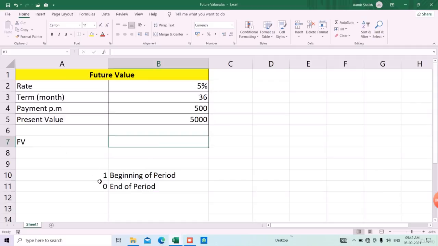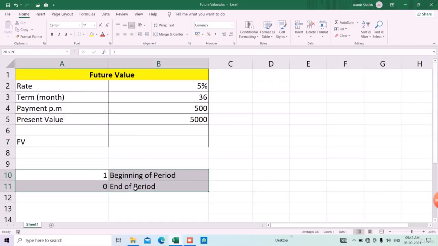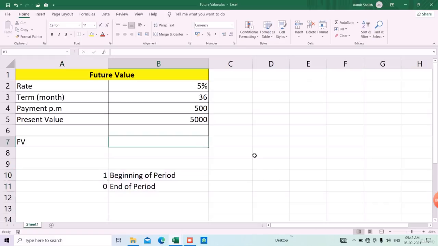Before we go ahead, I hope everybody knows that in FV, the calculation of future value, 1 means the beginning of the period that we are making the payment of 500, and 0 means the end of the period. So the same concept of capital budgeting will apply here as well. Now if I write FV, it's asking me for the rate. So this is the rate, but this is per annum, and I have given the months. So what I'll do, I'll divide it by 12.